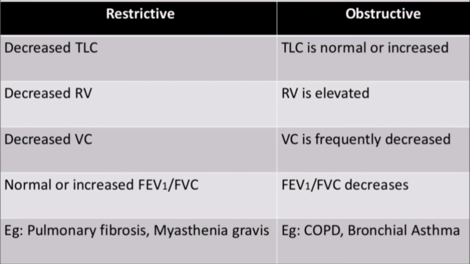In obstructive lung disease, the total lung capacity can be normal or increased. The residual volume is elevated. The vital capacity is frequently decreased. The FEV1 by FVC ratio decreases. And the hallmark here is that the FEV1 is always decreased in obstructive lung disease. Examples are bronchial asthma and COPD.